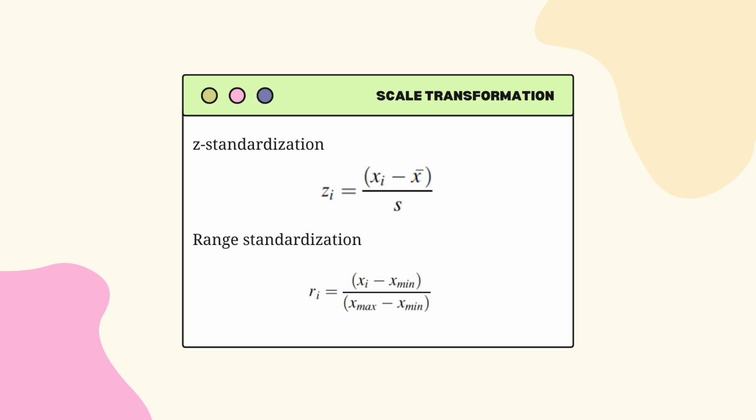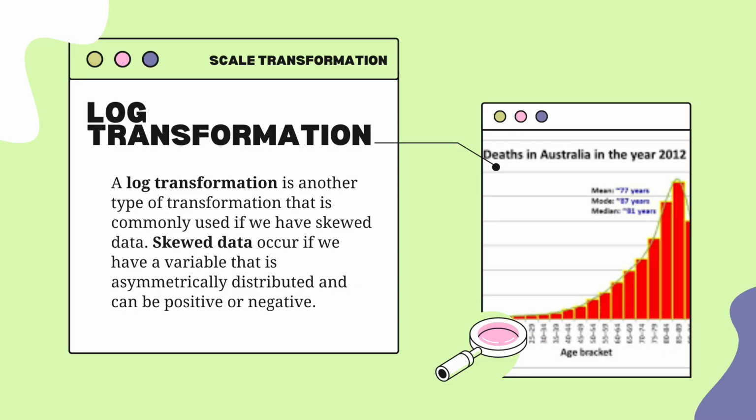So range standardization, or R sub i, is another standardization technique which scales the data to a specific range. For example, standardizing a set of values to a range of 0 to 1 requires subtracting the minimum value from every observation, x sub i, and then dividing it by the range, which is the difference between the maximum and minimum value. So another type of scale transformation is log transformation.